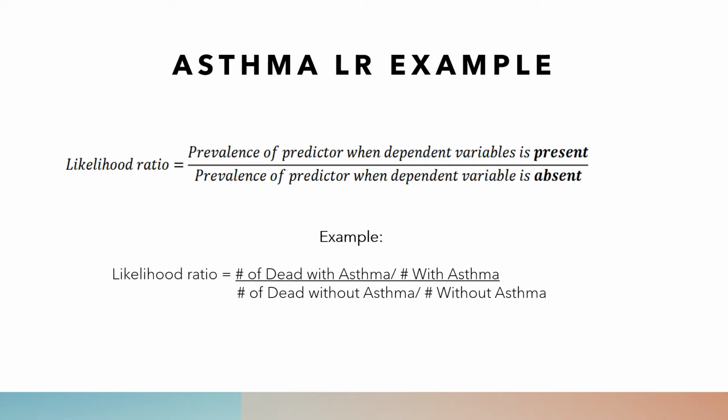If the number of those who have died with a diagnosis of asthma compared to the total number of those with asthma is higher than the number of those who have died without a diagnosis of asthma compared to the total number of those without a diagnosis of asthma, then we are likely to see a positive association with the diagnosis of asthma being associated with mortality.